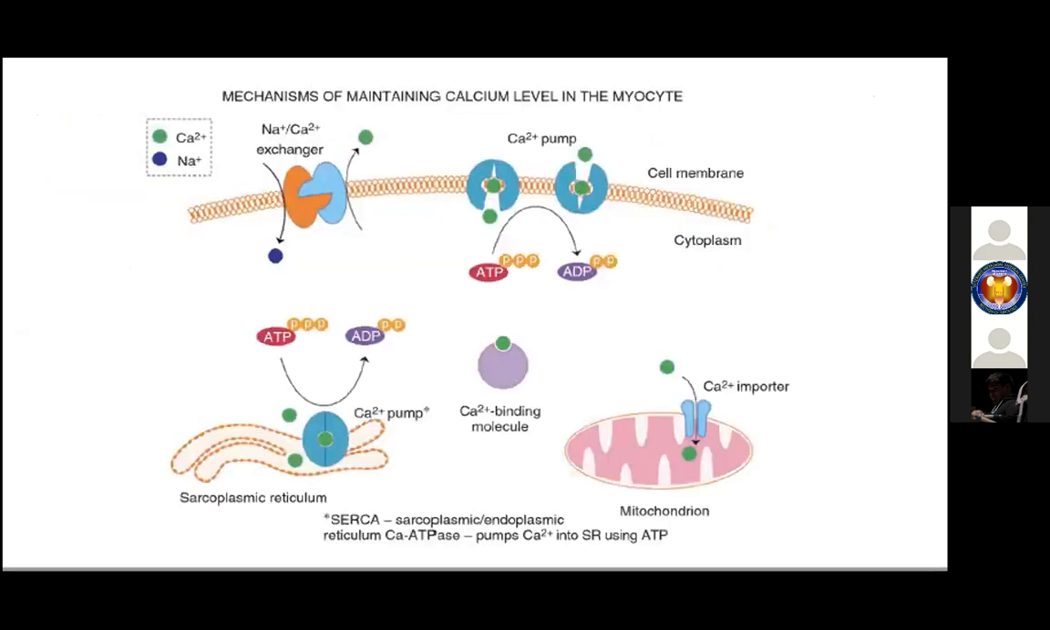Intracellular calcium in the detrusor myocyte can also be regulated by various mechanisms. One is by exchanging for sodium ion. Next is by pumping out of the cell using adenosine triphosphate. Third is by pumping into the sarcoplasmic reticulum with SERCA, or sarcoplasmic endoplasmic reticulum calcium ATPase. Fourth is by binding to calcium binding molecules. And lastly, by pumping into mitochondria.